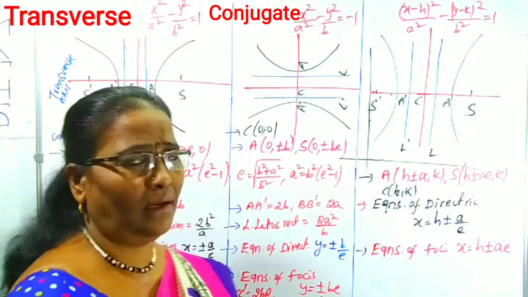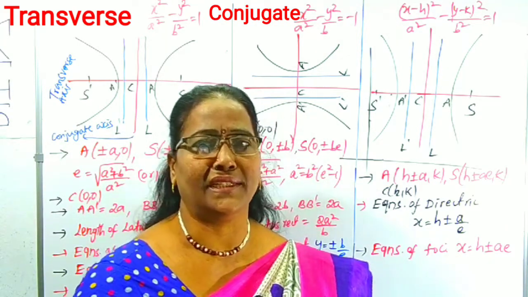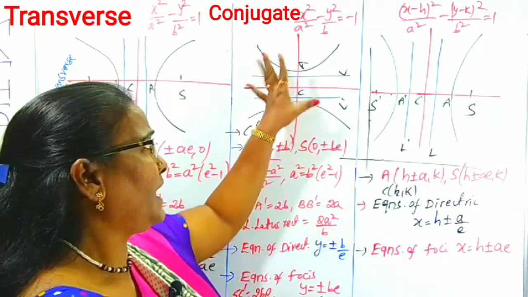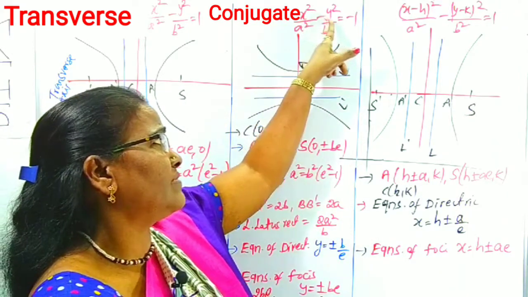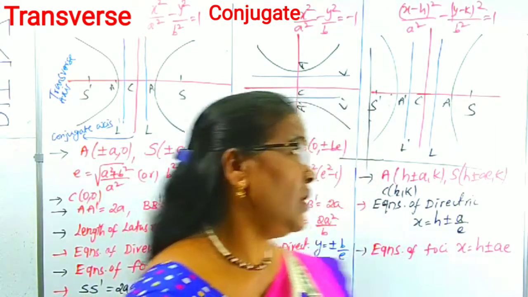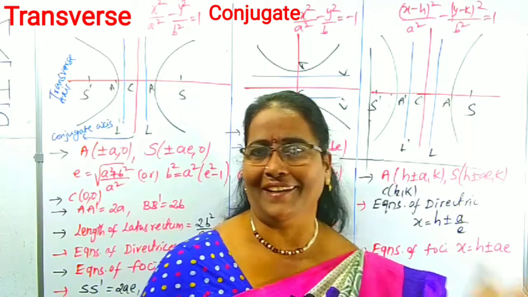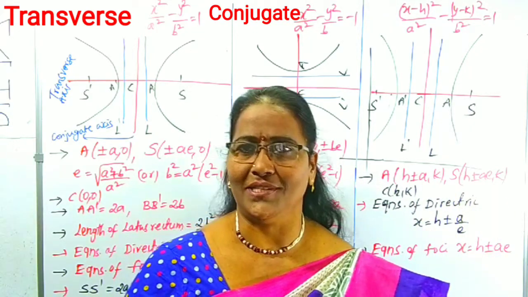How can you get the conjugate hyperbola whose center is h, k? We can write the same equation, but in place of x and y we change it to x minus h and y minus k. Whatever the content and tips and tricks may be, we can add h, k. We can get the fourth one also easily.